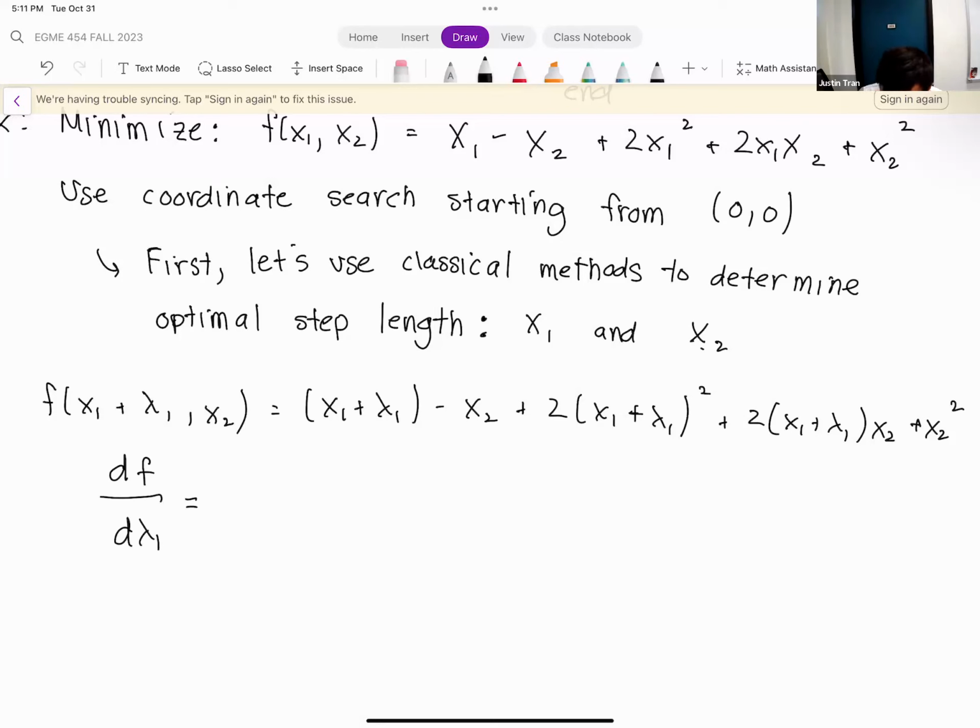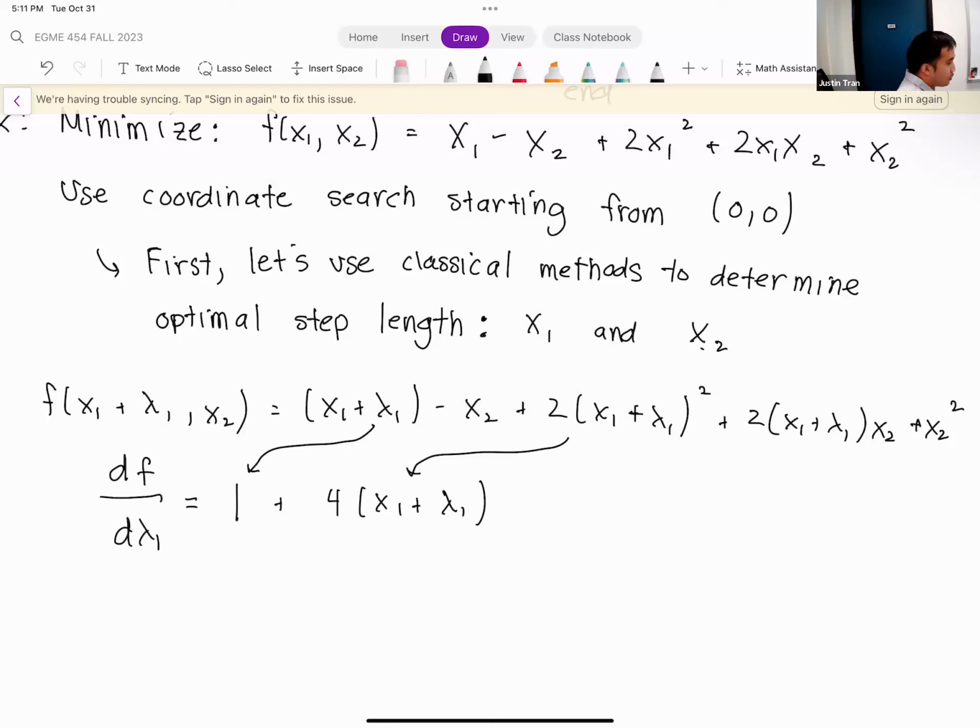Okay, so let's go ahead and do that. We take derivatives here, and just for the sake of time, I'm going to go a little bit fast. Remember, if the expression doesn't have lambda 1, its derivative is just going to be 0. So the first term we have here is a 1, because that's the derivative of lambda 1 by itself. Then we have a little bit of chain rule, so we have 4 times x1 plus lambda 1. That comes from this term right here.